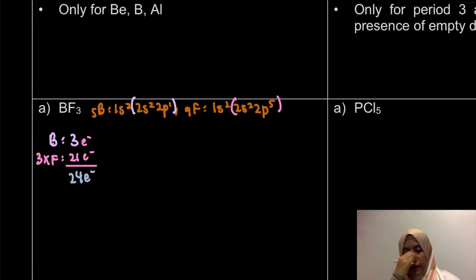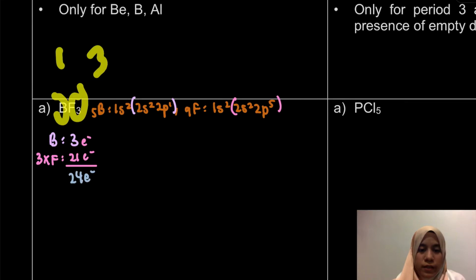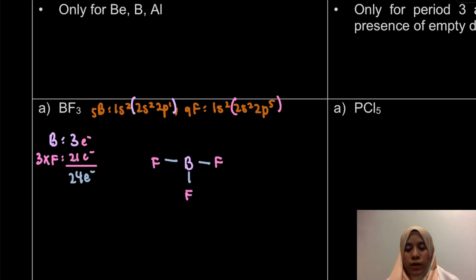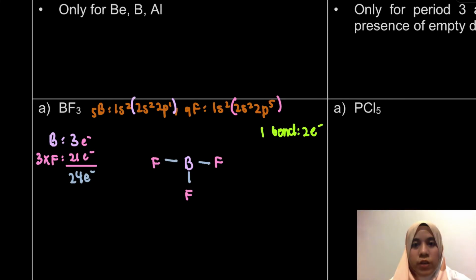Okay, for this case, it's easy to know the center: the atom with the least number. We have boron 1, fluorine 3. So, our center is boron. Then, the terminal atoms are the fluorines. 1, 2, 3. Make sure to draw the single bonds. Then, remember that one bond is 2 electrons. So, 1, 2, 3, 4, 5, 6, minus 6.